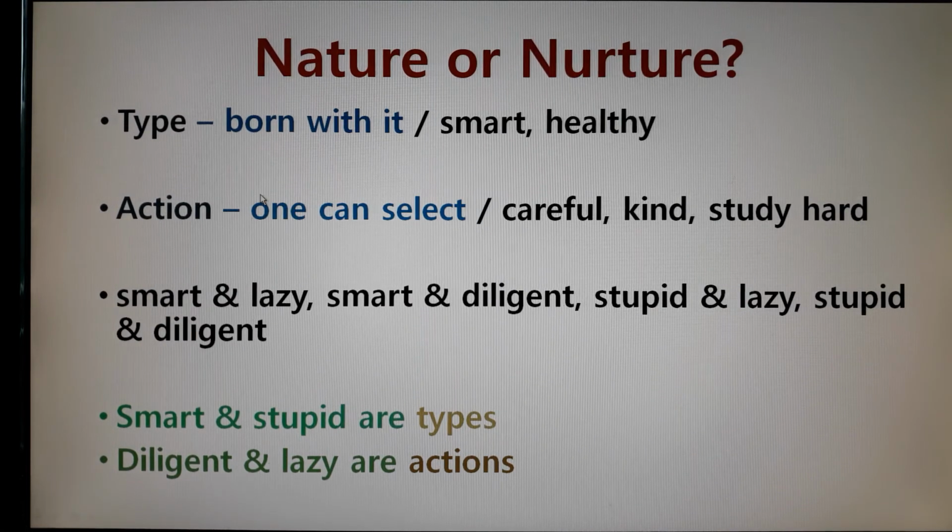Number one is type. We are going to talk about Tom's type, Sarah's type, Jane's type, Bill's type. It's something they are born with. Tom might be smart, Bill might be healthy, something like that. Another thing is action. That is something the players, the people, can select. Sarah is careful, Jane is kind, and Bill is trying very hard, something like that.